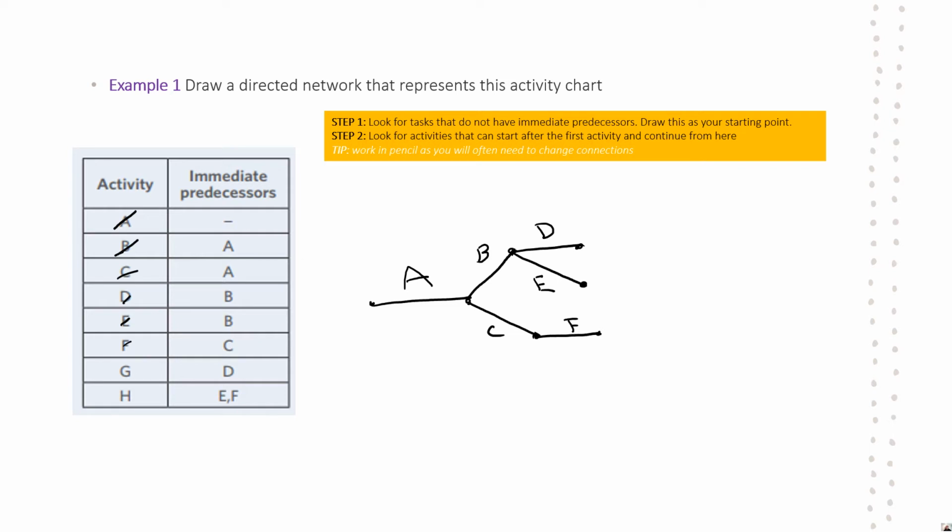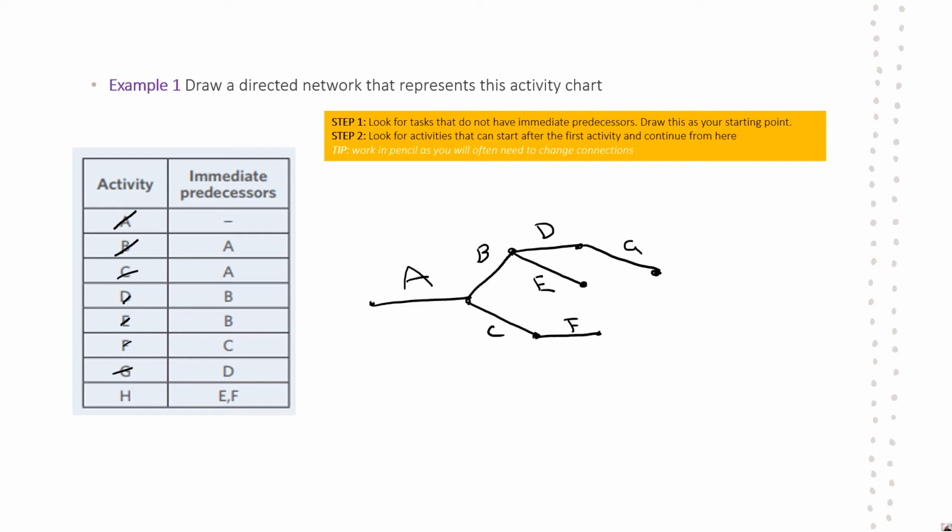Activity G comes directly off D. And lucky last, H comes off two vertices, E and F. Oh, hang on, what's happened here? My E and F don't connect up. All right, so if this is the case, because H has two immediate predecessors, E and F, it needs to be coming off both of them.